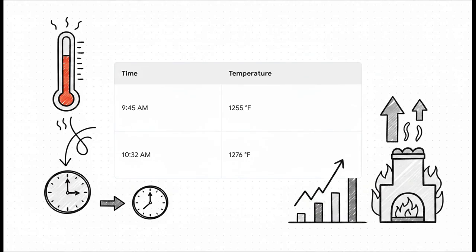So at 9:45 in the morning, an engineer checks the temperature and writes down 1255 degrees Fahrenheit. Then, a little bit later, at 10:32 a.m., the reading is up to 1276 degrees. And believe it or not, these two little measurements are everything we need.